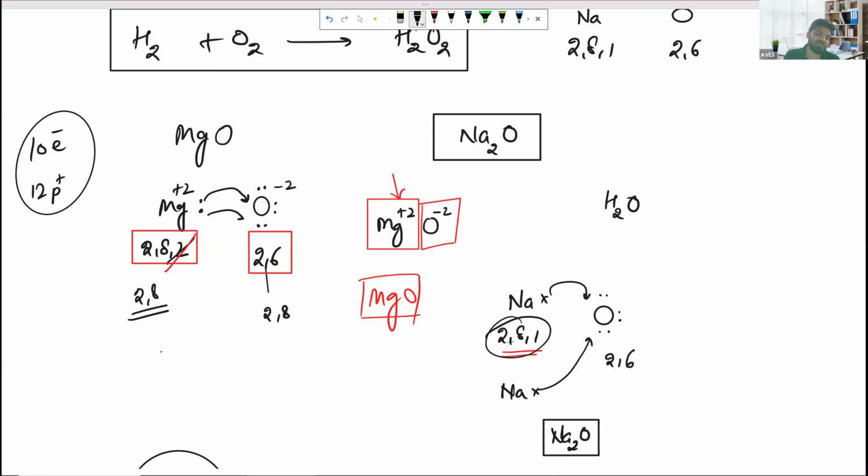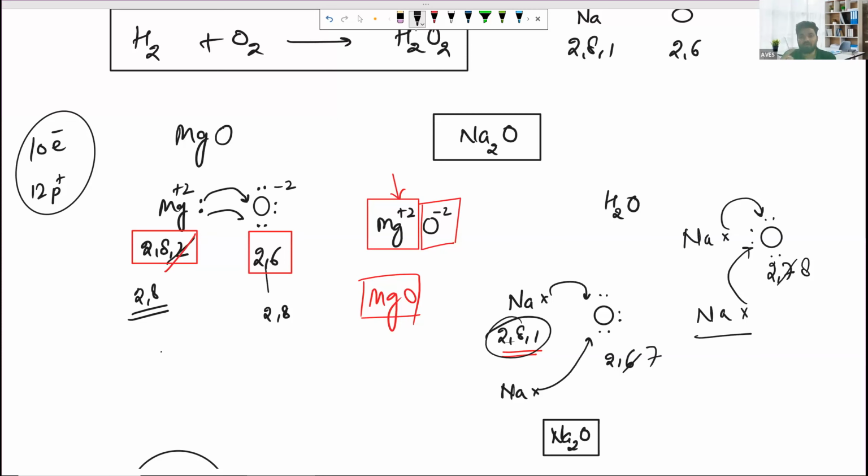But will the oxygen be stable after having 7? If it gains 1 electron, 1, 2, 3, 4, 5, 6, and this sodium donates 1 electron, it will become 2, 7. It is not stable. So it will require 1 more sodium atom. Then they both will give, and it will become 2, 8. Since oxygen needs 2 electrons to complete its octet, the 2 electrons cannot be provided by only one sodium atom. They will be provided by 2 sodium atoms, because each has only 1 electron in its outermost shell.